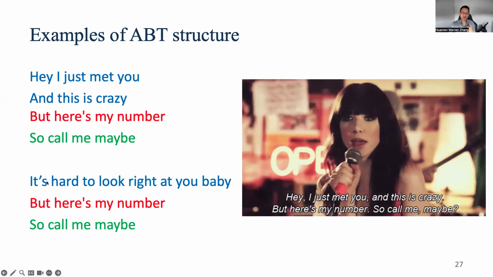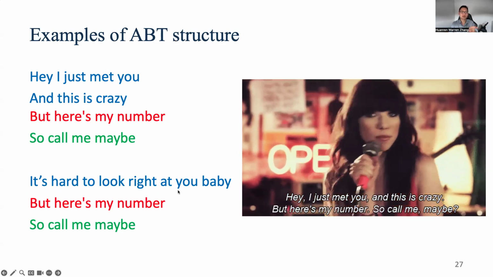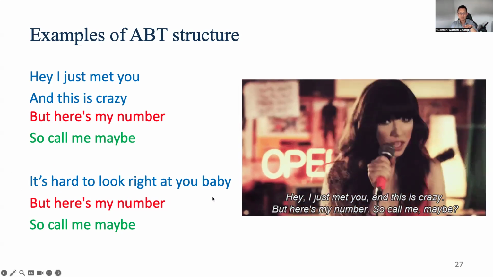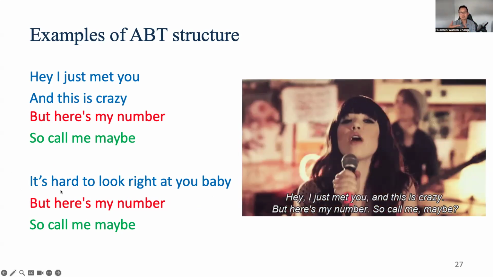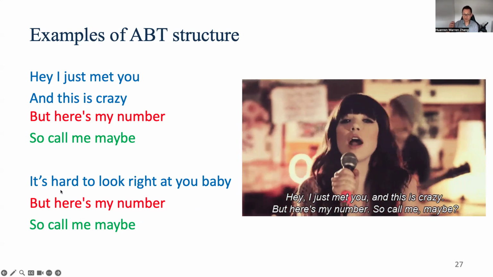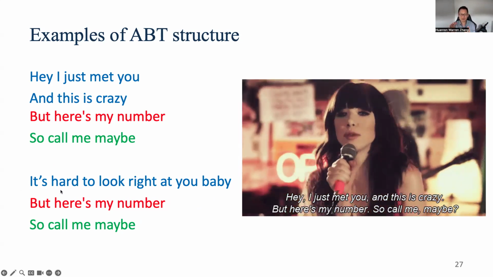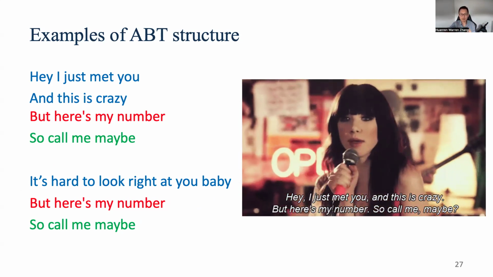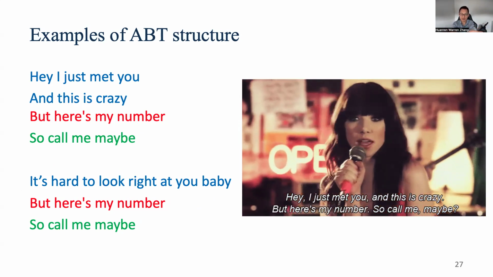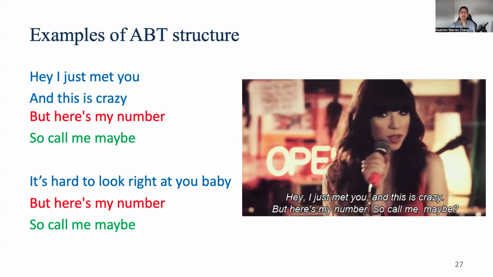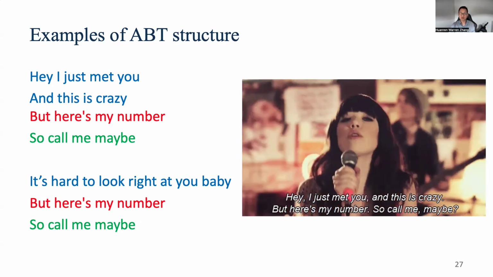So call for action. And then here's hard to look right at you, baby, setting the context. But again, here I'm willing to take the initiative, right? With this tension, I give you this number. So call for action. Call me maybe, right? So this is again an illustration of the ABT structure, right?